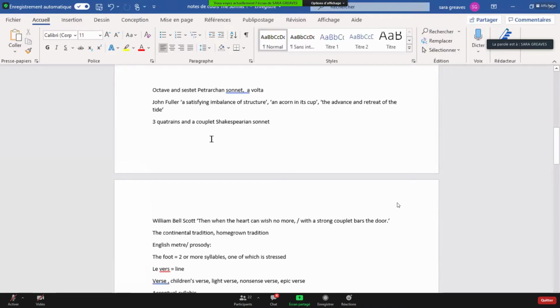So he says that the Petrarchan sonnet has a satisfying imbalance of structure, and that's because when you have a stanza of 8, whatever size stanza you have, it creates an expectation for another stanza of the same size. So when you have the octave, you expect another octave, and actually you get a sestet. So that creates a sense of imbalance, which he says is a satisfying imbalance of structure. He says it's like an acorn in its cup. Quoting, I can't remember who, says it's like an acorn in its cup.